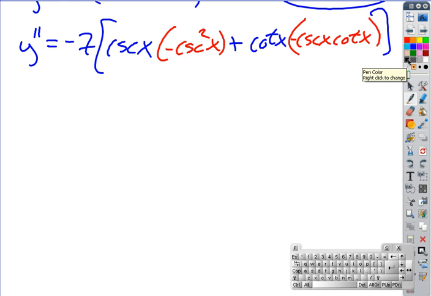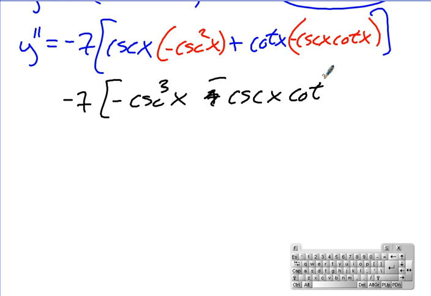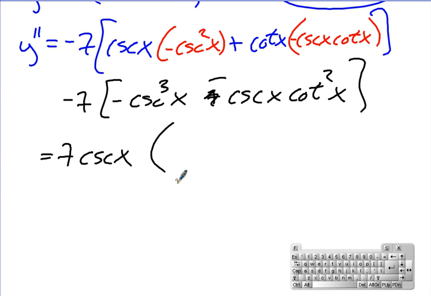With our -7, we could factor out what? The negatives, sure. I could take out a -1. Is there anything else I could take out? A cosecant x, yeah. What I've really got here, I could write as -7 times negative cosecant cubed x plus negative cosecant x cotangent squared x. And so the suggestion is take out a negative cosecant x. Why not? If I pull a negative cosecant x out front with my -7, -7 times negative cosecant x is just 7 cosecant x times what? What's left over?